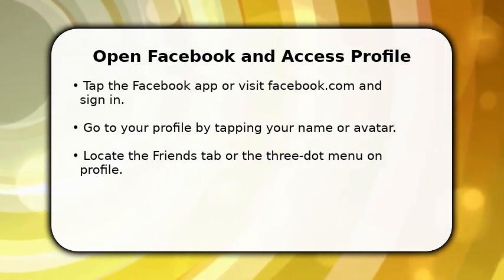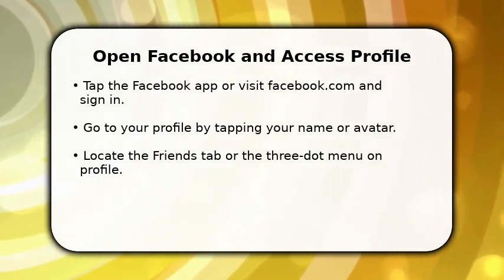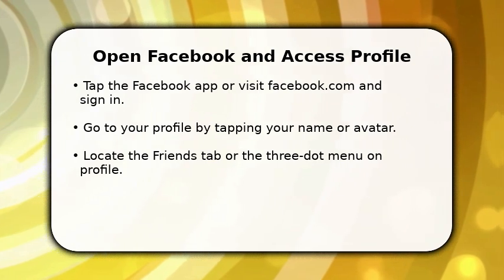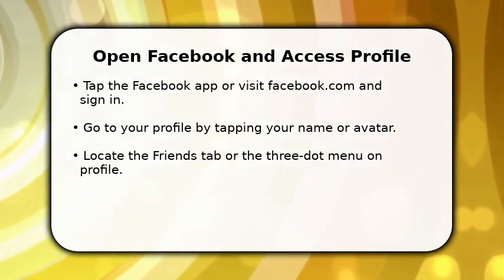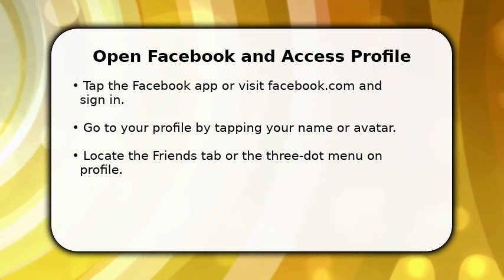Enjoy the video. You start by opening Facebook and getting to your profile so you can control what others see. Once there, tap Friends or open the three-dot menu next to Edit Profile. This is where privacy controls live.